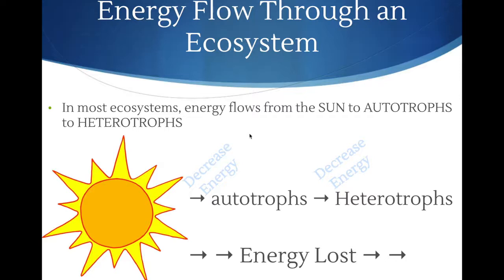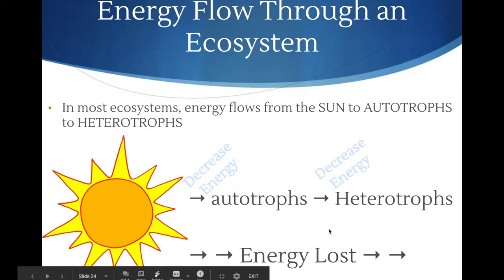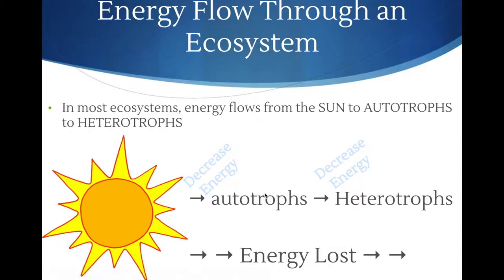Okay, in most ecosystems, energy flows from the sun to the autotrophs, which are your plants, and then to the heterotrophs, which are the rest of us. So as this happens, there is a lot of energy loss. Only 10% of the energy from any given organism is passed on to the next organism. So it's a little bit confusing. We're not going to do that page yet.